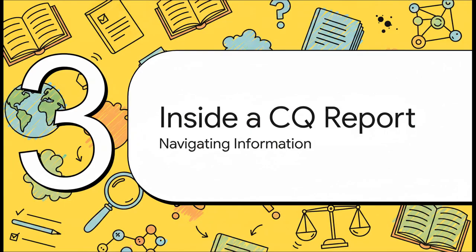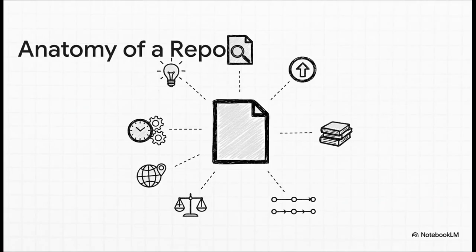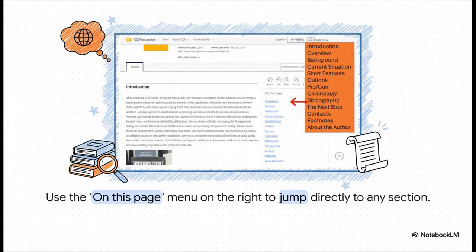Okay, so once you're inside a report, you're going to notice it is packed with information. The key is knowing how to find what you need quickly so you don't get lost in the weeds. And lucky for us, they make it super easy. Every single report is set up the exact same way. It's broken down into these really clear, digestible sections that cover the overview, the background, the main arguments, and a whole lot more.